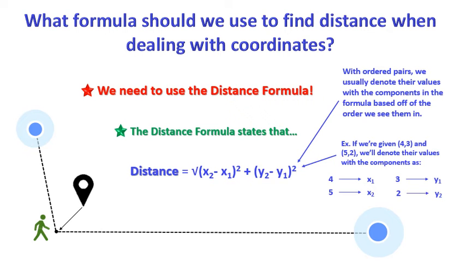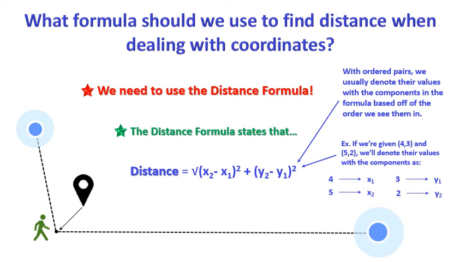What formula should we use to find distances when dealing with coordinates? We need to use the distance formula, which states that distance is equal to the square root of (x2 minus x1) squared plus (y2 minus y1) squared. So when we're dealing with ordered pairs, we usually denote their values with the components in the formula based off of the order we see them in.